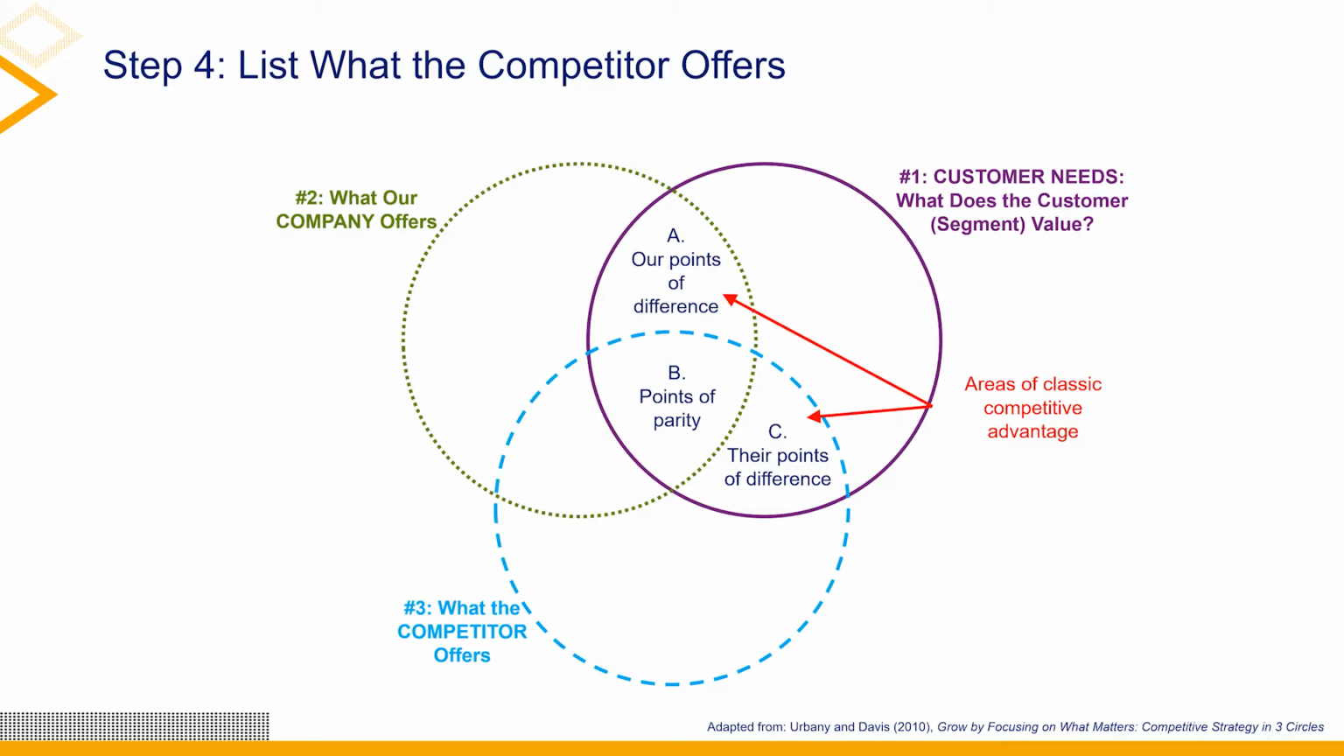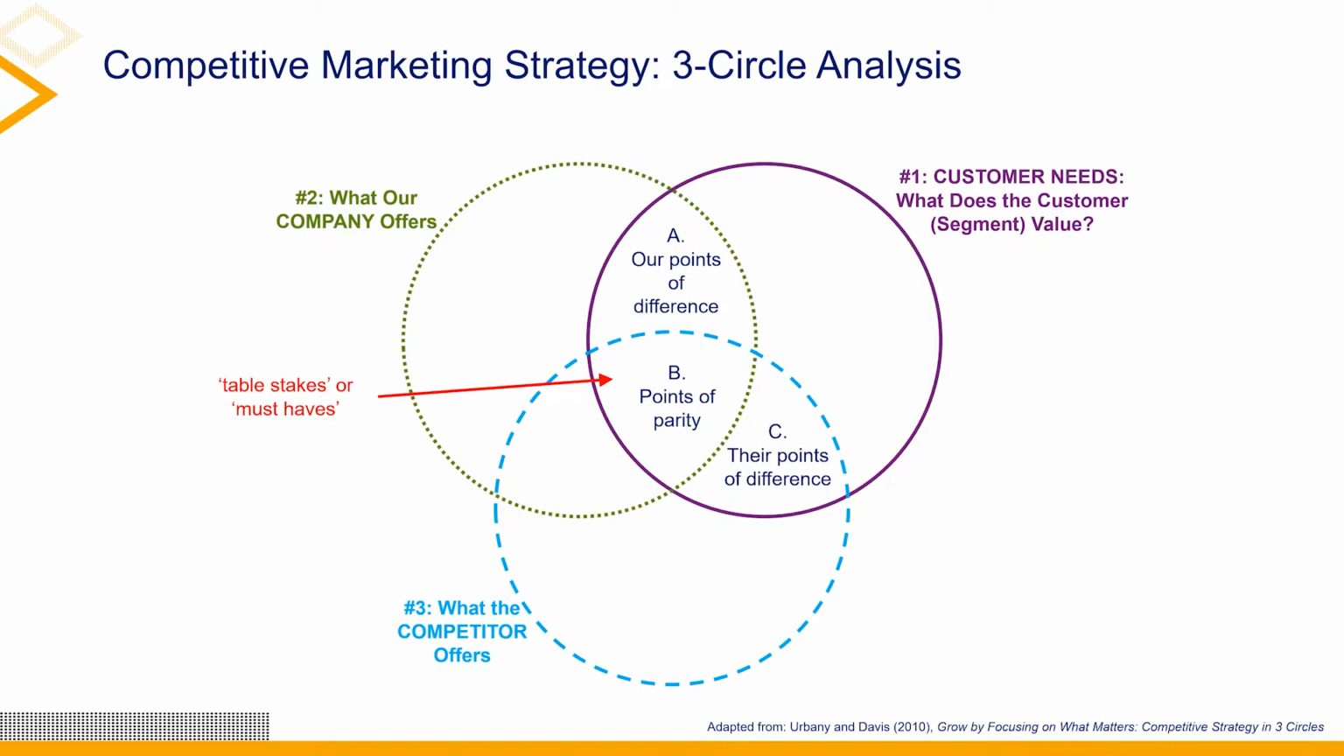Areas A and C are the points of difference, or PODs. They are the classic competitive advantage areas, i.e., a firm offers unique value that matters to customers that its competitors do not or cannot. You will seek to build and defend Area A, i.e. what is valued by the customer that is only available from you, and attenuate Area C. Area B contains the points of parity or table stakes. These are must-haves that do not differentiate you from the focal competitor.